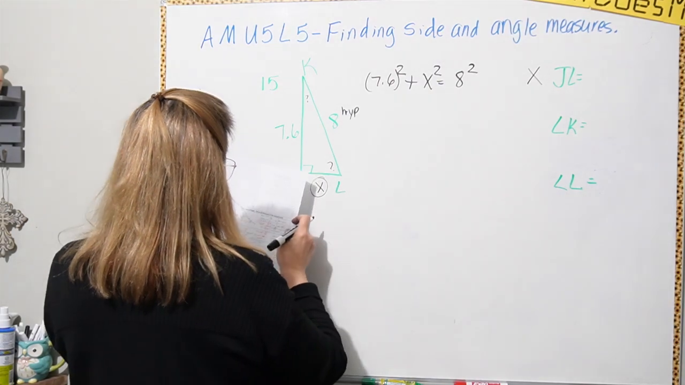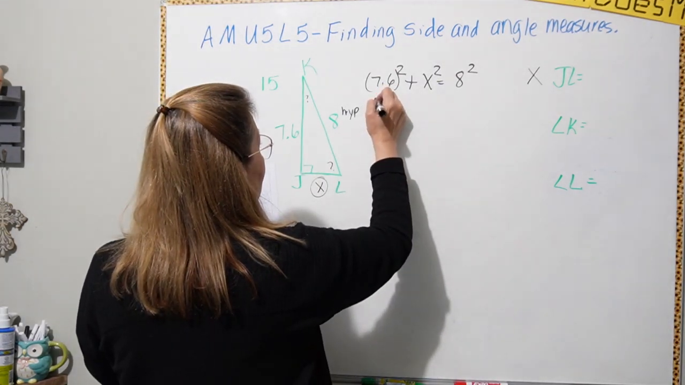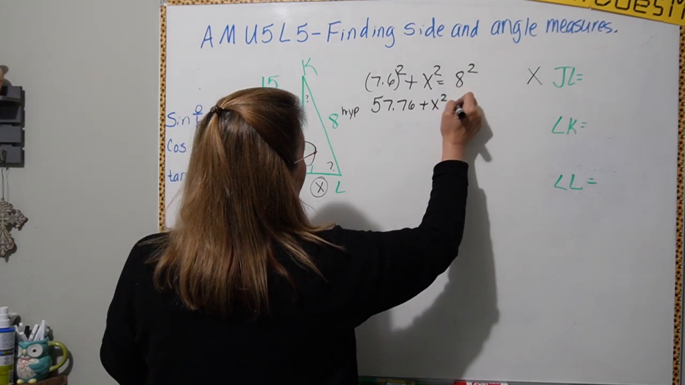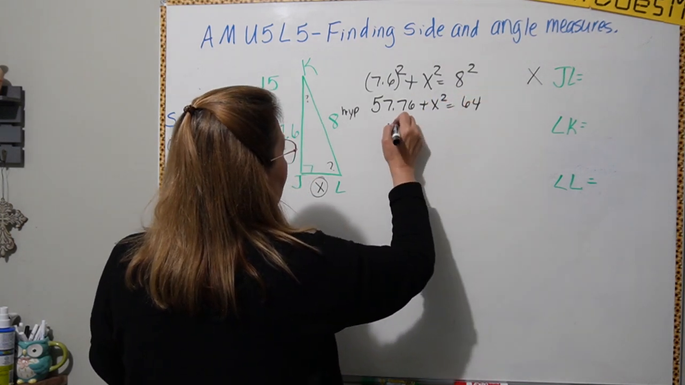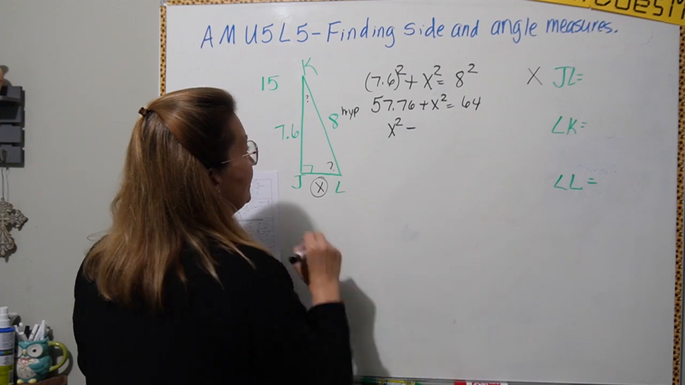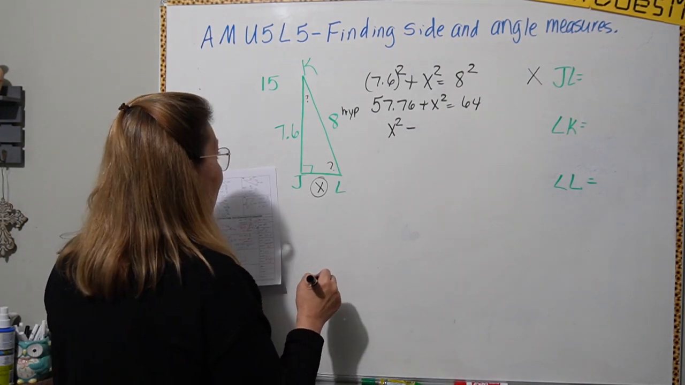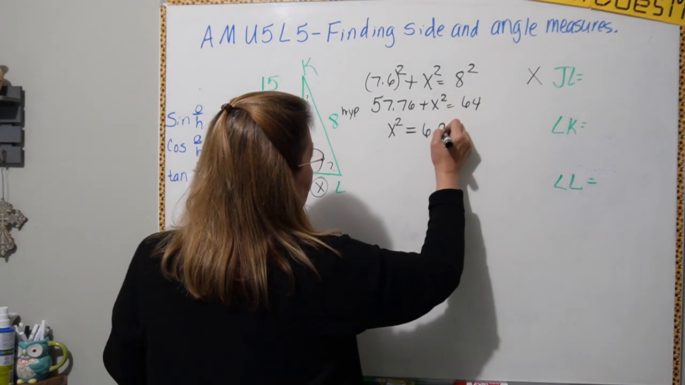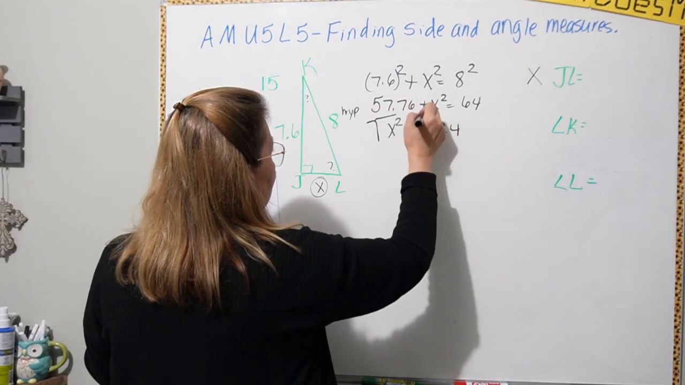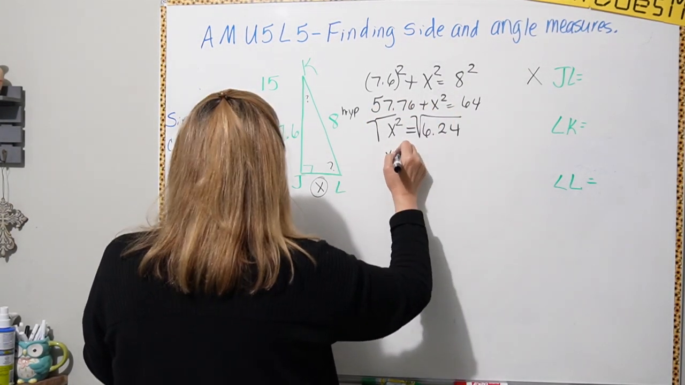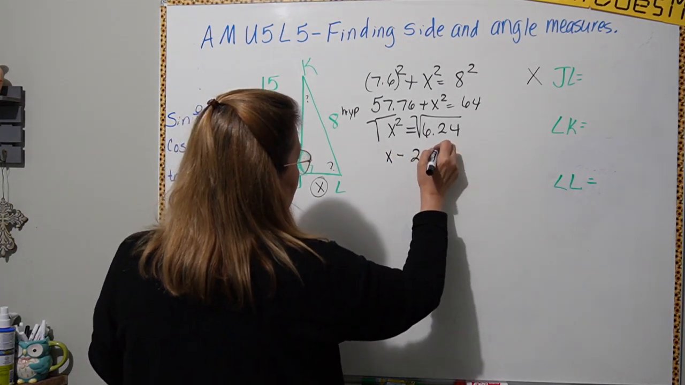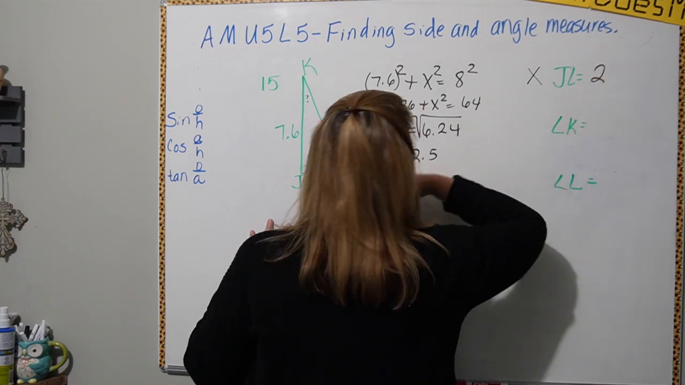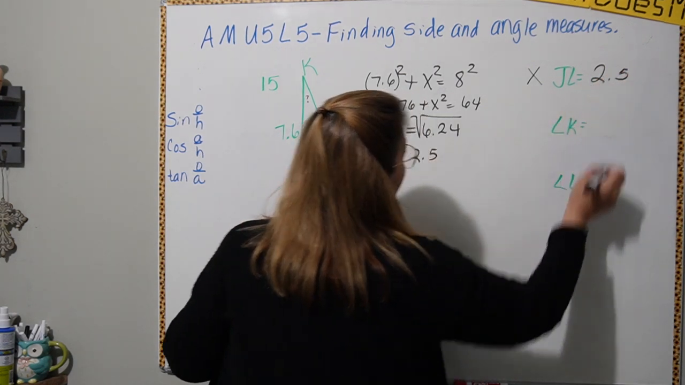So 7.6 squared is going to be 57.76 plus x squared is equal to 64. If you subtract 57.76 from each side, that's going to give you x squared is equal to 6.24. And then if you take the square root of each side, you're going to get x is equal to 2.5. So this side of the triangle is 2.5.